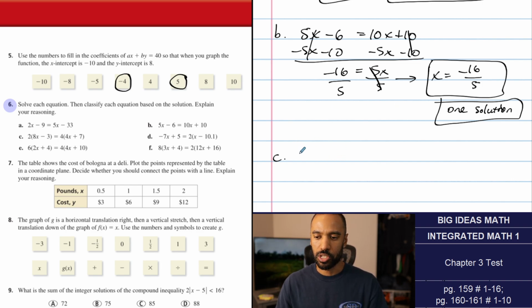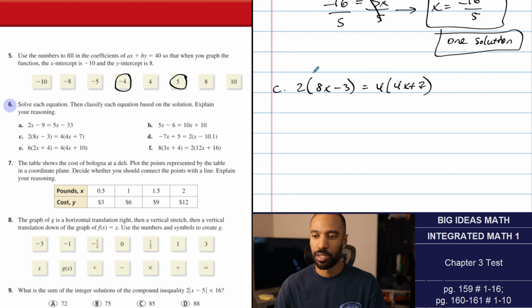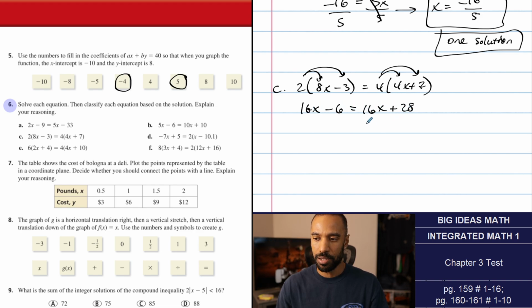Now, we're going to get some other situations here. Let's see if this is one of them. 2 times 8x minus 3 equals 4 times 4x plus 7. Otherwise, if everything's one solution, that'll be kind of awkward. Let's distribute these values here. That's 16x minus 6 and 16x plus 28.